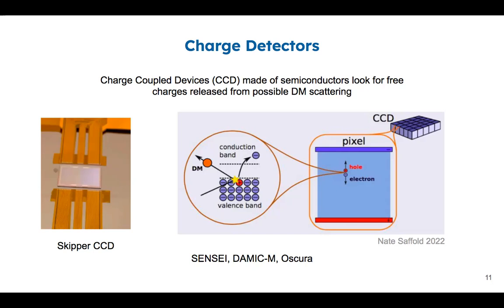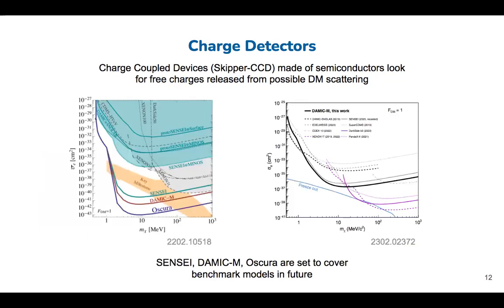And nowadays, with these experiments, we have such sensitivity that we can actually detect single charges. Examples of experiments using this technology are SENSEI and DAMIC-M, and there is a future collaboration which might happen with Oscura. From these experiments, we have this limit. To the left is a plot from the SENSEI paper, where this blue region is the current exclusion limit, and to the right is from the DAMIC-M experiment. The solid black lines are more or less comparable right now. And these lines are for future projections: SENSEI, DAMIC-M, and Oscura. Hopefully, these will cover some of these interesting dark matter models within maybe the next decade.